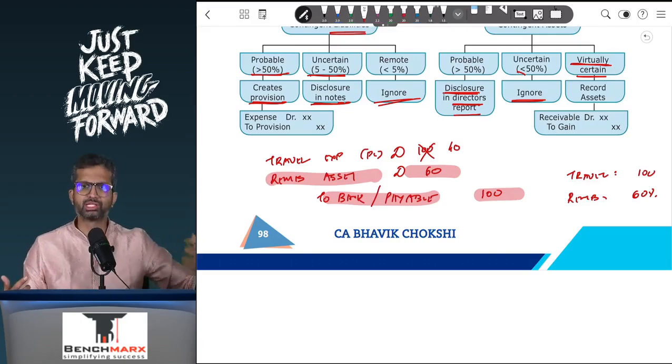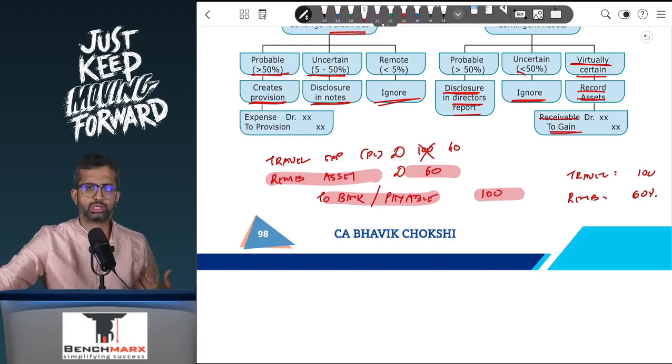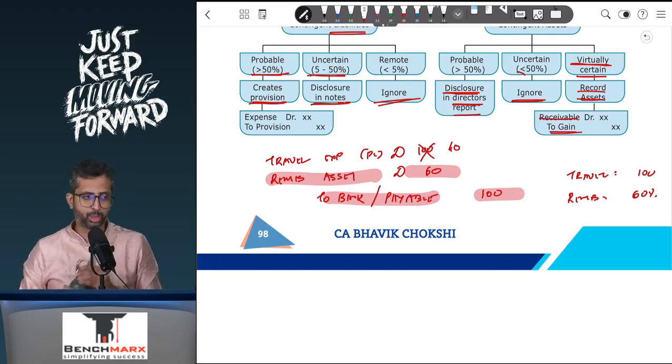When you record the asset, that is a receivable, let's say insurance receivable, compensation receivable, and the second effect will generally be taken to the P&L account. So you will record asset only when there is virtual certainty, but for liabilities, you don't need virtual certainty. You can record it the moment they are probable, at least for contingent liabilities.